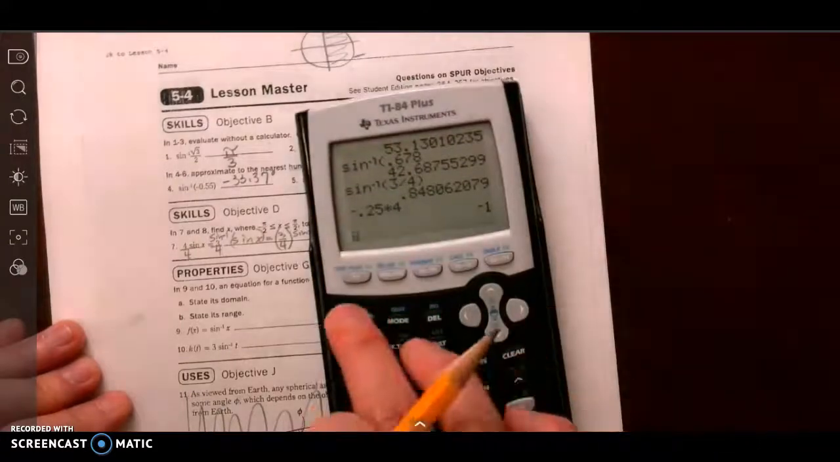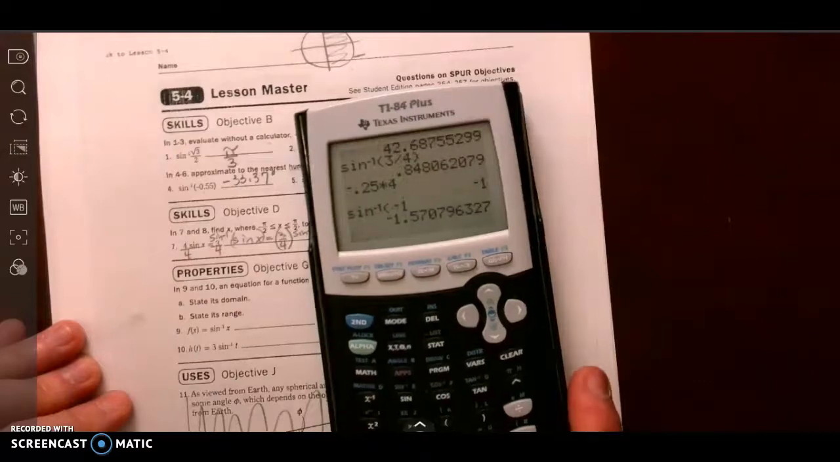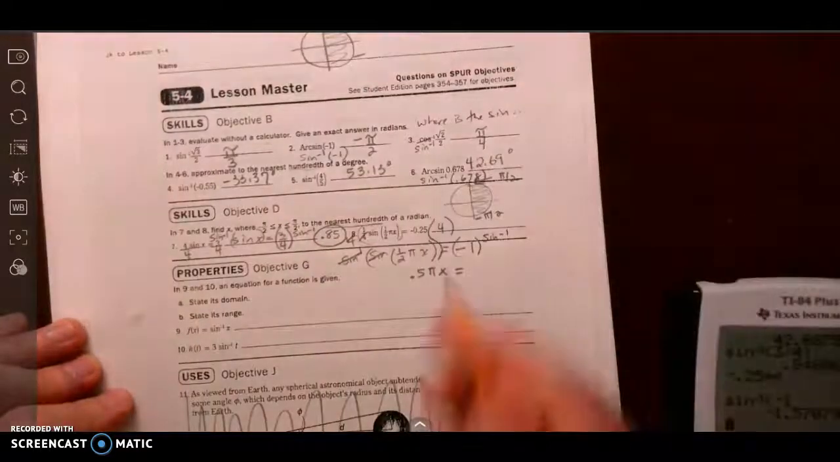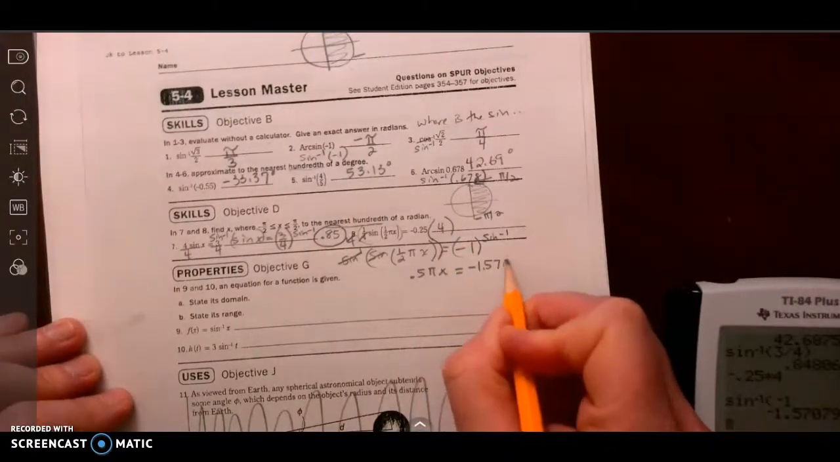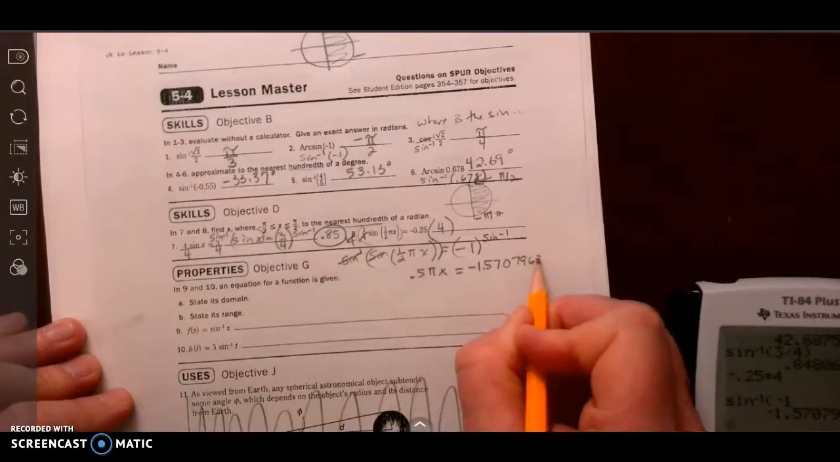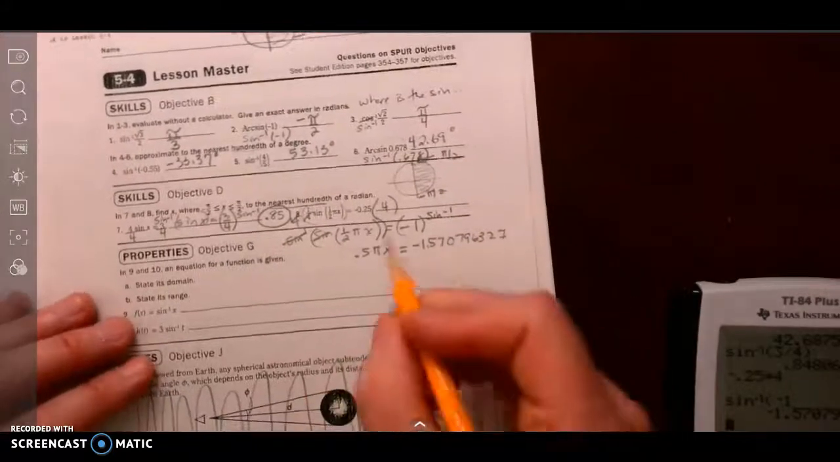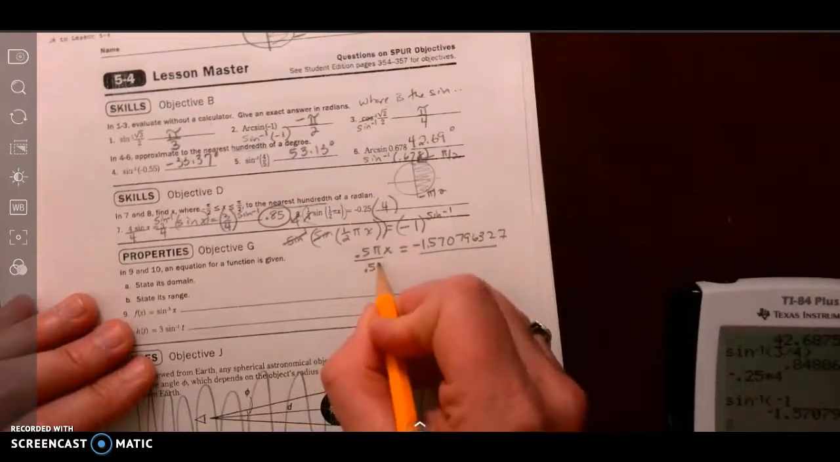Let's see. Inverse sine, negative 1. Negative 1.57. Maybe I should write out the whole thing for now. Do my rounding at the end. The only thing I have left to do to solve for x is divide both sides by 0.5 pi.